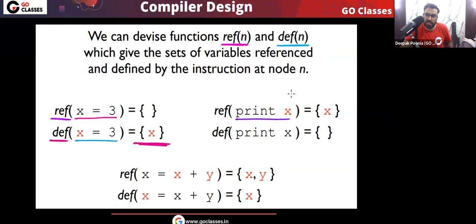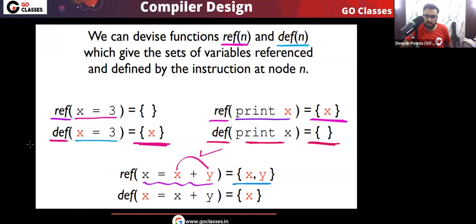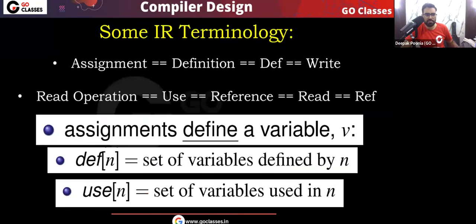You can see print x here, this variable x is used, it is not defined. So you can see def of print x, that is empty set, and ref of print x, that is variable x. Ref of this statement x equal to x plus y, here x comma y, these are referenced, or I can say these are used or these are read. And you can see that this variable x, this is defined or this is assigned. Very simple, I hope you understood.